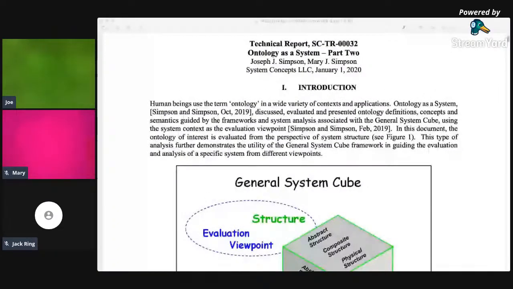Well, welcome to the Structural Modeling Conference for January 4th, 2020. Starting a new year and finishing up our run through and looking at ontology as a system at a very high level. We'll be talking about that today, and also starting a few new aspects of our work.